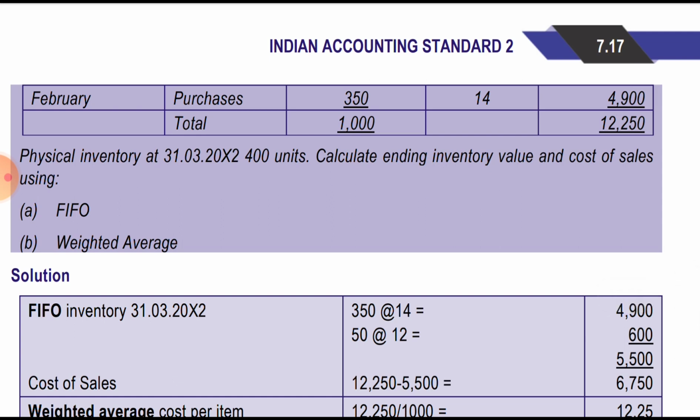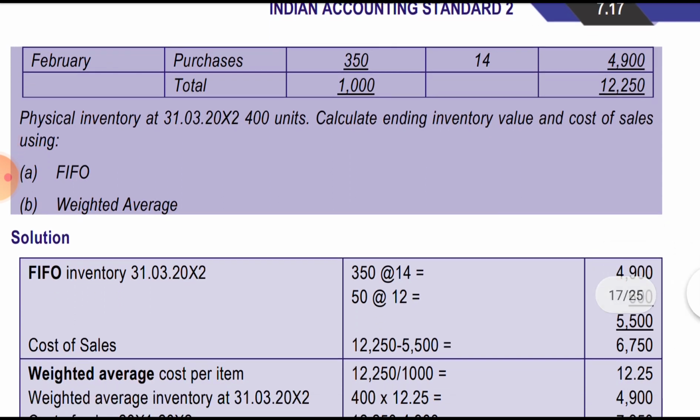In February also there is a purchase of 350 units. Now physical inventory as on 31st March 2002 is 400 units. Calculate the ending inventory and the cost of the sale. So we have to calculate the ending inventory, that is closing value of the inventory, and the cost of the sale using the FIFO and weighted average.